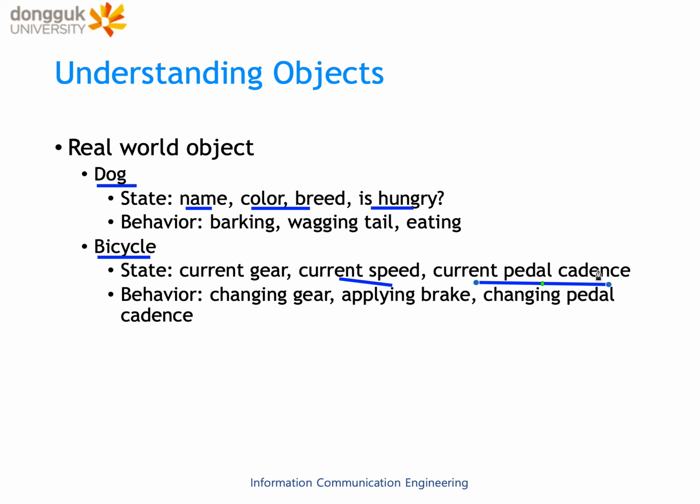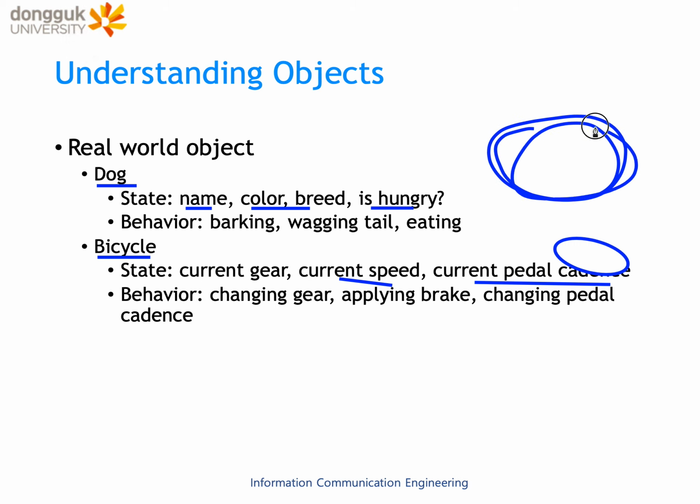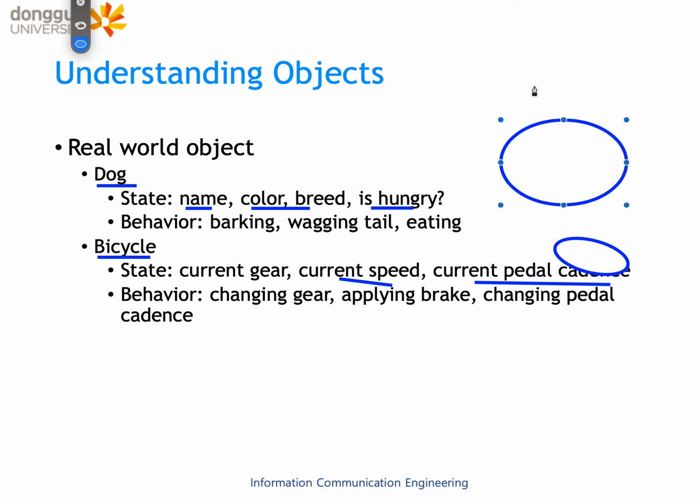Cadence is kind of something you running, like a pedal speed. When you press something, then pedal is changed like this way. This speed is a pedal cadence. And each object has its own behavior. Like for dog, it's barking, wagging a tail, eating. It is kind of behavior. For bicycle case, changing gear, applying brake, changing pedal cadence, it's behavior.